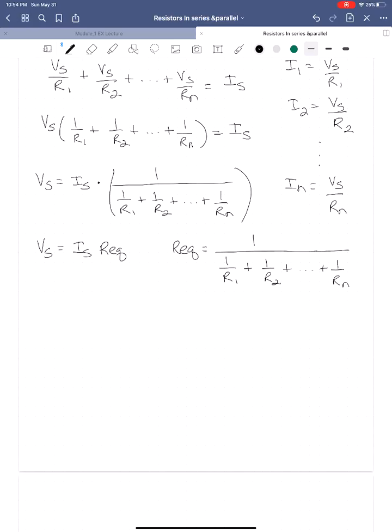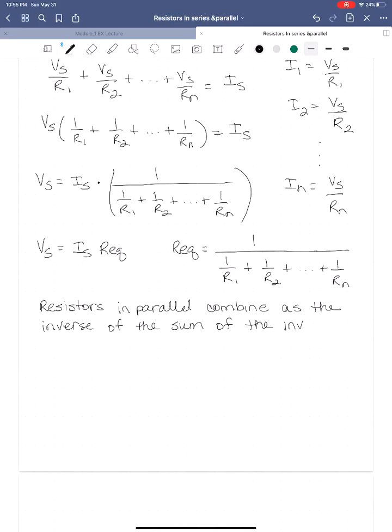There isn't a nice easy way to say this, but resistors combine in parallel as the inverse of the sum of the inverses. So let's write that down in words, although we probably won't want to say it very often. Resistors in parallel combine as the inverse of the sum of the inverses.